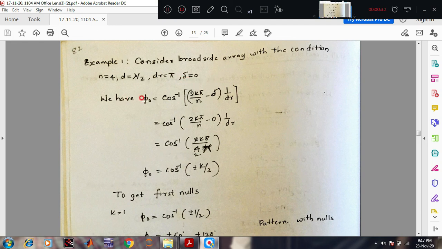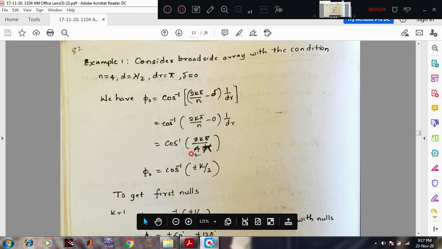So we have that null's direction angle, that is phi naught, is equal to cos inverse of (2k pi by n minus delta) whole bracket, times 1 divided by dr. So phi naught is equal to cos inverse of 2k pi by n. Here the delta value they have given is 0, into 1 by dr. Substitute the value of dr, it's pi, and n is also 4. So the answer will be phi naught equal to cos inverse of plus or minus k by 2.